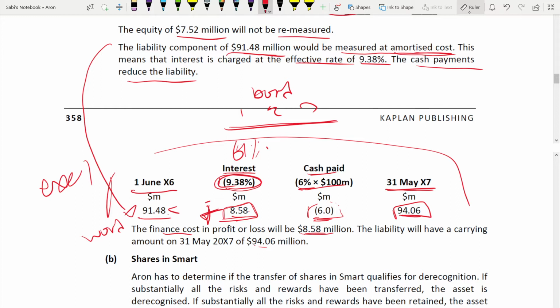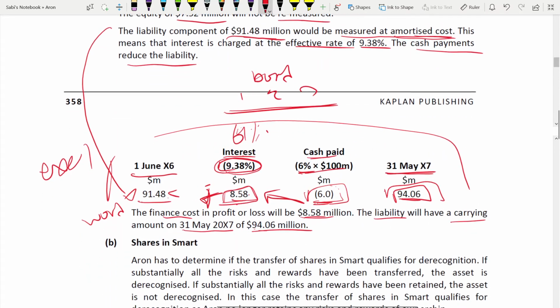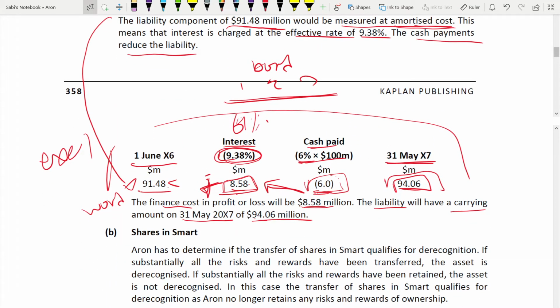Finance means interest, 8.58. This is the amount you are paying, it will go in cash, not that one. This one, 8.58, will come in your profit and loss. And what about the liability? It will go in the statement of financial position. What is the carrying amount on 31st May 2007? This amount. So for getting the finance cost and the carrying amount of the liability on 31st May 2007, 1 mark.